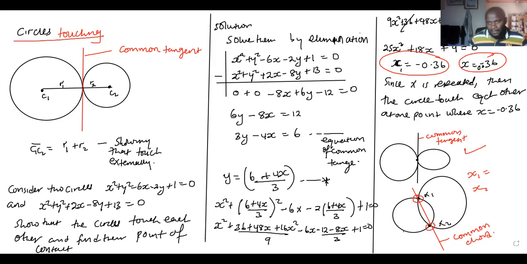Yes, teacher. Okay, let me give you another. Excuse me, teacher. I'm requesting you to repeat for me. The common tangent.